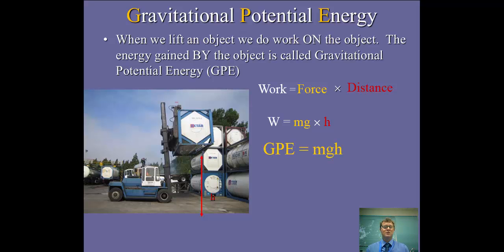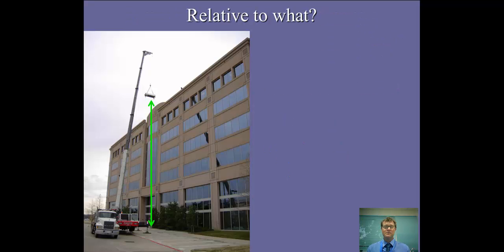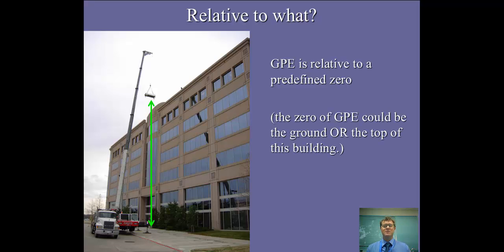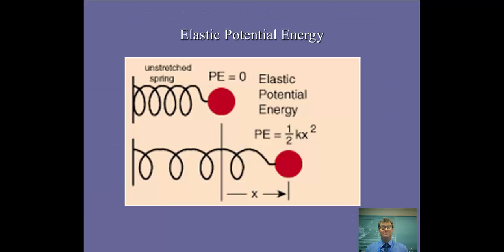So gravitational potential energy equals mass in kilograms times g times h, the height gained. So relative to what? Let's think back: gravitational potential energy is relative to a predefined zero. So zero of GPE could be the ground or could be the top.